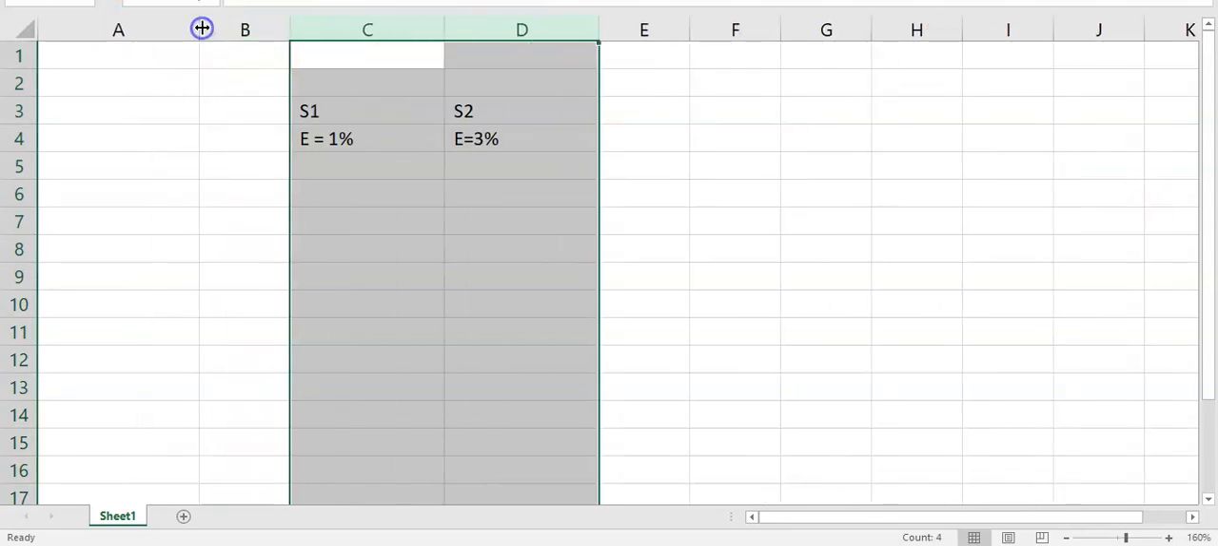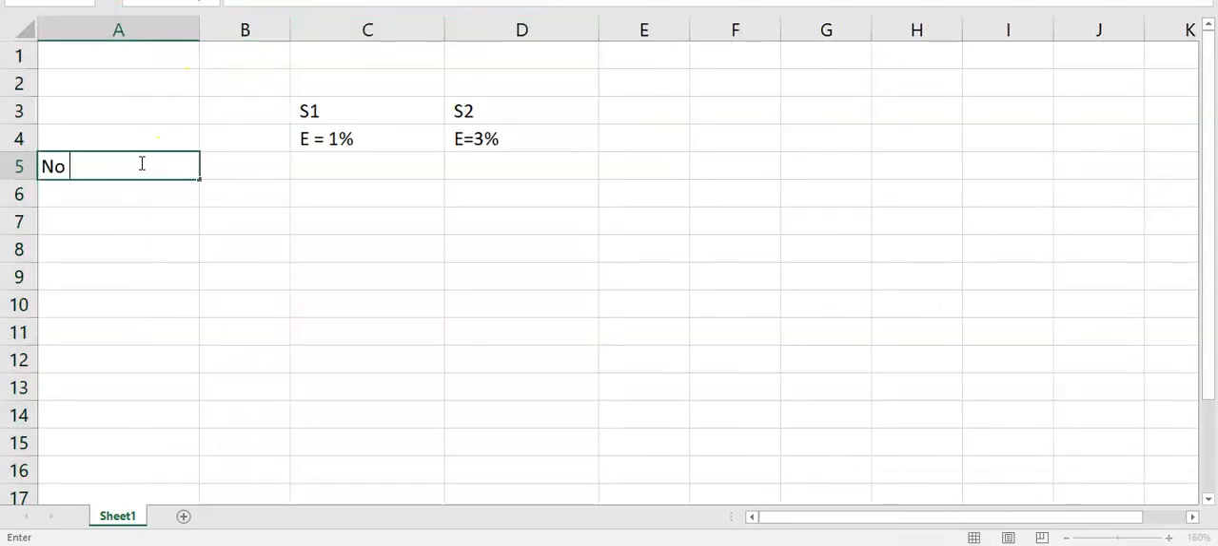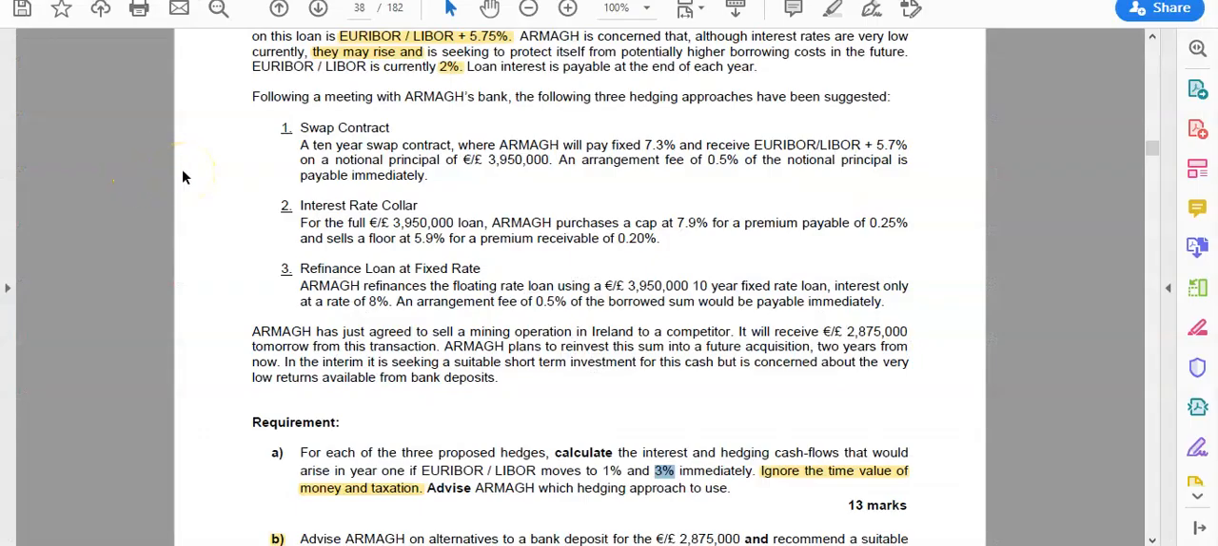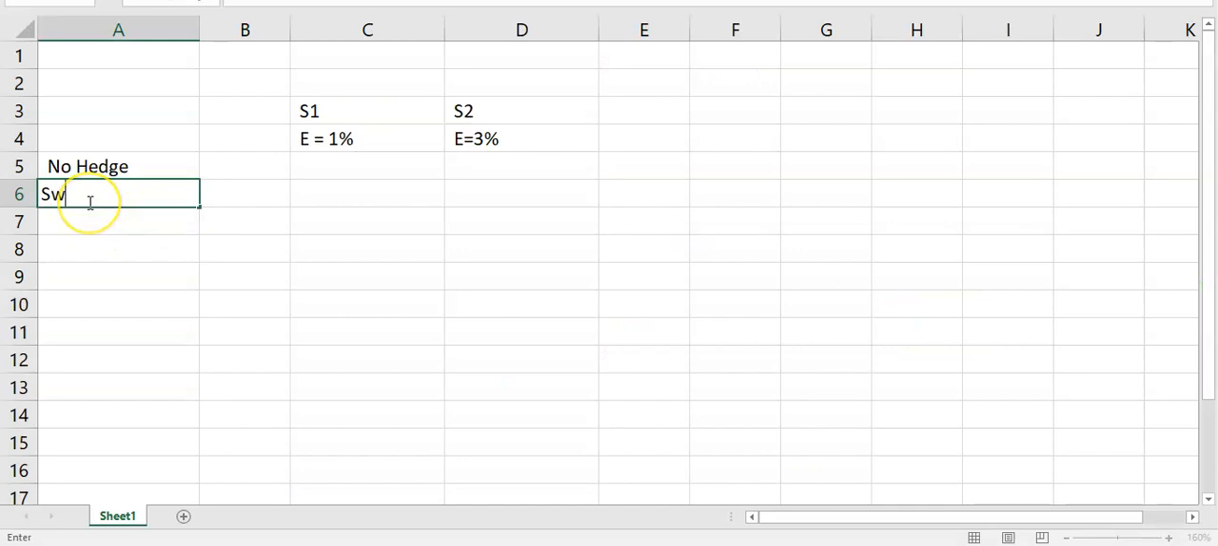And what we're going to say here then is we're going to say no hedge. Now that's not required here, but we're going to do it for tutorial purposes. We say if you don't hedge it at all, what are the possible outcomes? So it's no harm because it's often asked in other ones. Then we're going to say the swap. Then we're going to have the interest rate collar. And finally, we're going to have the fixed rate.